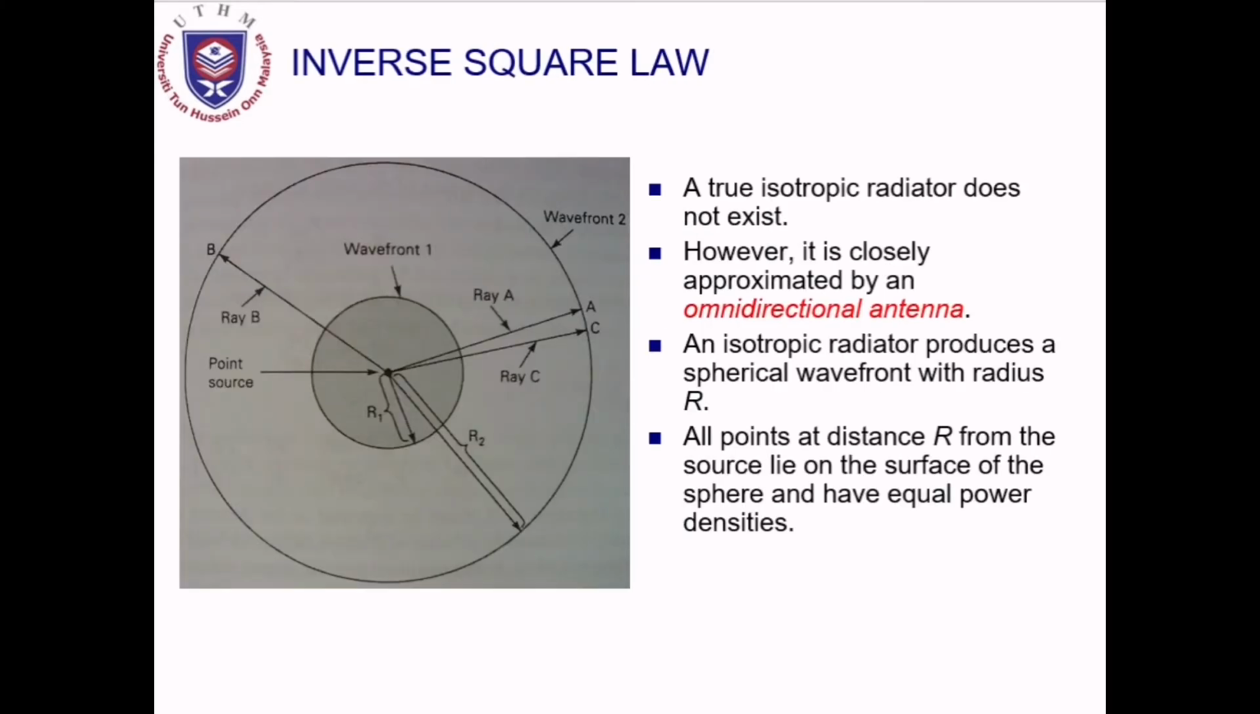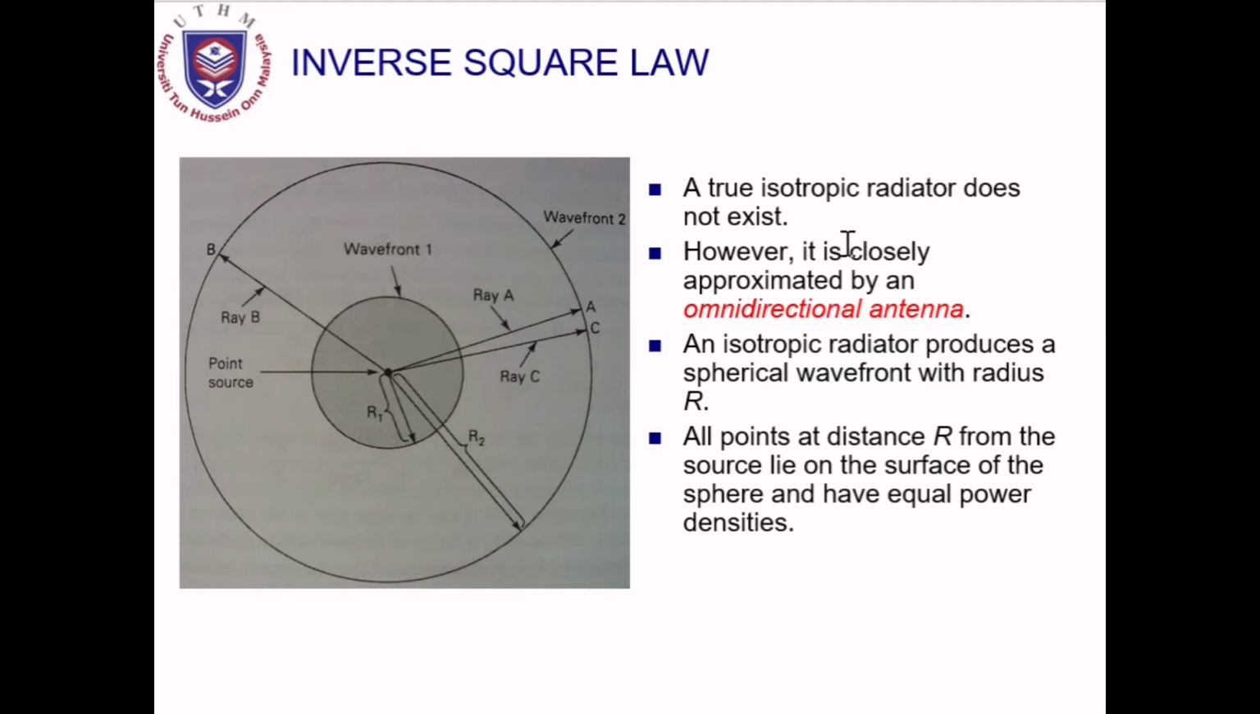Let's look into the inverse square law. Before that, we look into the isotropic radiator. A true isotropic radiator does not exist. If you look at this figure, it shows a point source that radiates at a constant rate in all directions. This is called an isotropic radiator. For example, point A and point B are an equal distance from the source. Thus, the power density at point A and point B are basically equal.